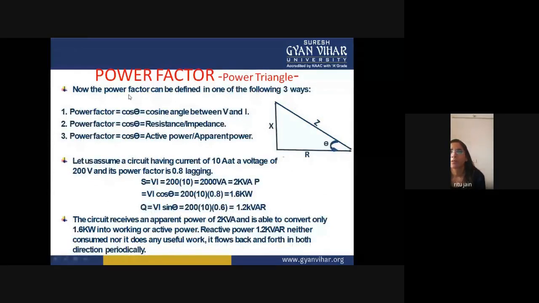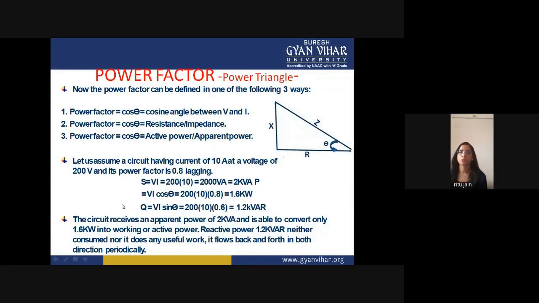So now the power factor can be defined in one of the following three ways. Power factor is equal to cos theta, which is equal to the cosine of the angle between V and I. Power factor is equal to cos theta, which is equal to resistance upon impedance. And power factor is equal to cos theta, which is equal to active power upon apparent power.